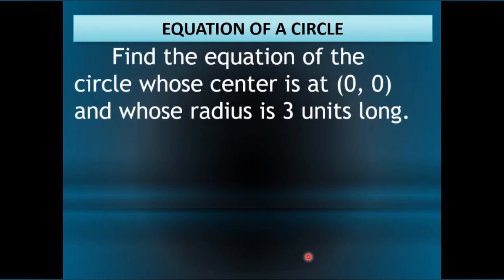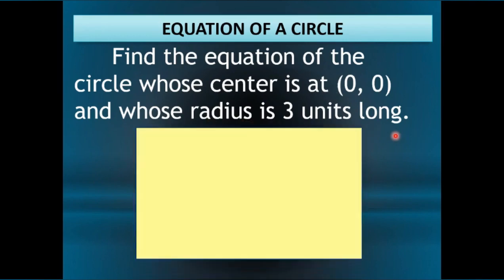Let us have an example. Find the equation of the circle whose center is at the origin, again 0, 0, and whose radius is 3 units long. So we have the given: the center is 0, 0, and our radius is 3 units.